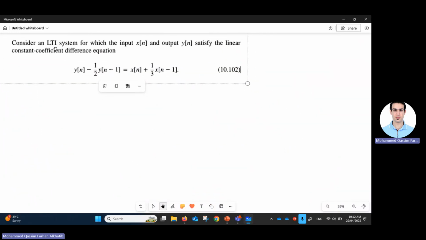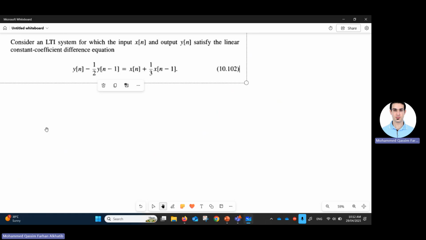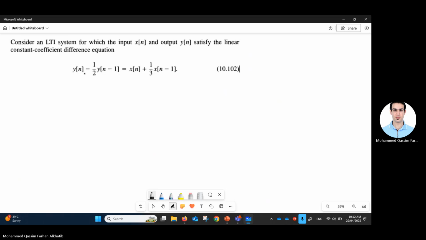So consider this linear time invariant system for which the input x of n and output y of n satisfy the linear constant coefficient difference equation. Again, difference equation, it has these delays. Now, the question is find h of z, because it's easier to find, then find the inverse. Then find the impulse response, h of n.